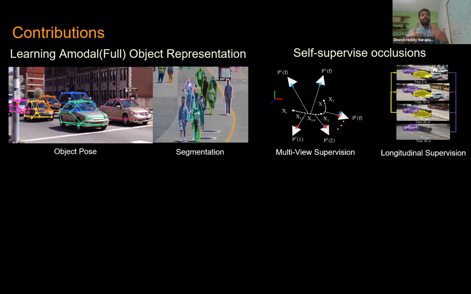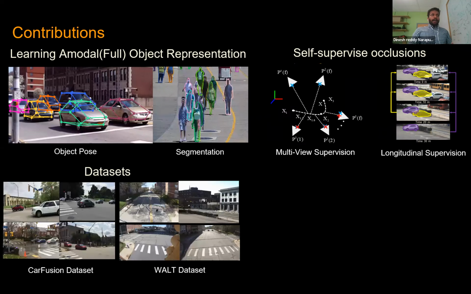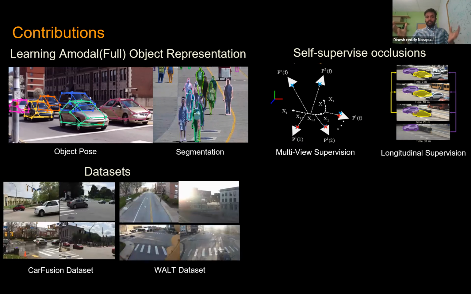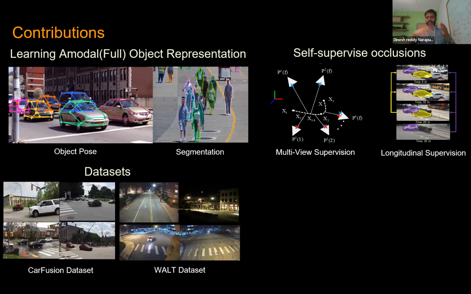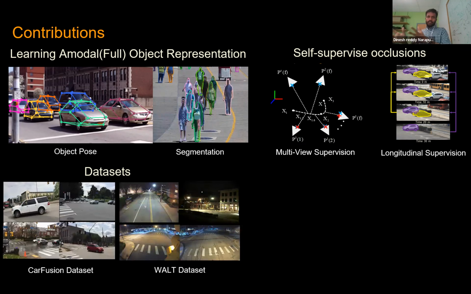In this case, I've been studying the best ways to do it, and I figured there are 2 ways. One is what I call multiview supervision, where we see a single object from multiple cameras and try to learn occlusions. The other is longitudinal, where we observe something for a long period of time. I'll go into the details as we keep going. Another major contribution is that I introduced 2 new data sets, called CarFusion and Vault, where one is for multiview supervision and the other is for longitudinal supervision.